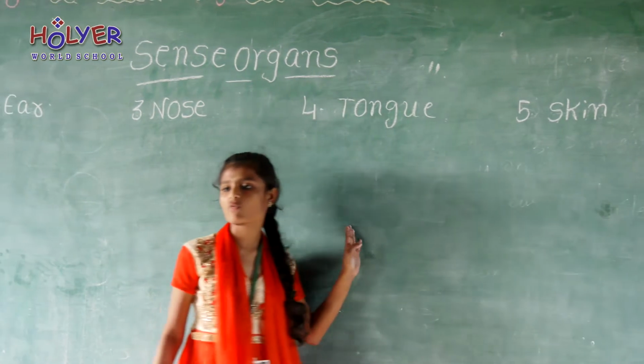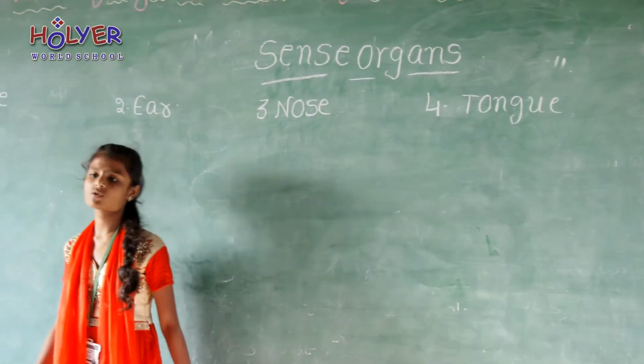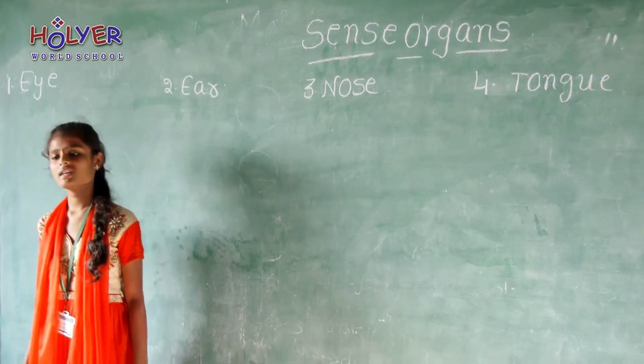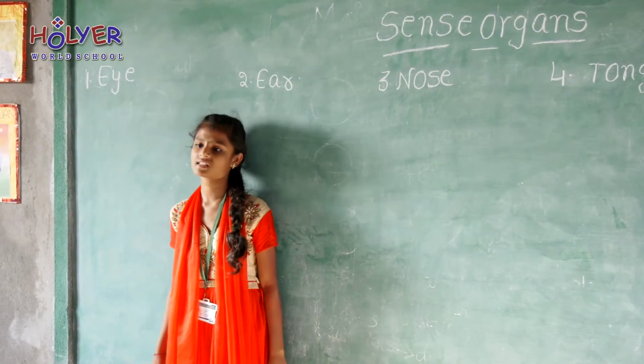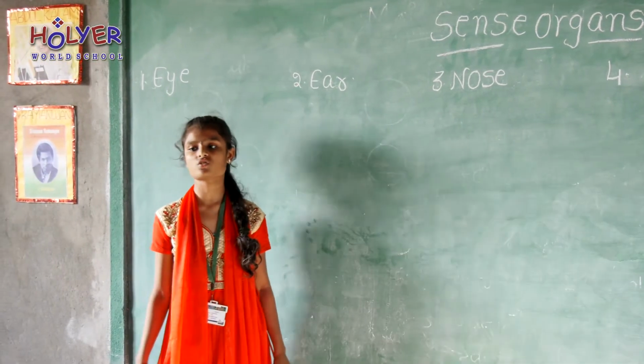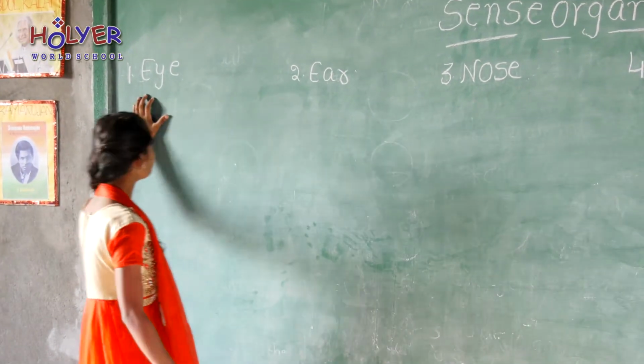These sense organs are very important to us. Without these sense organs, we cannot fulfill our life. We know eye is useful for vision, ear is useful for hearing, and skin is useful for touch. But today I would like to tell about the internal structure of the sense organs. Okay, let's start with eye.